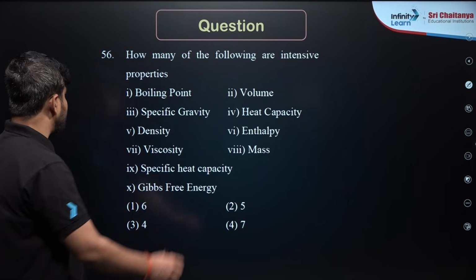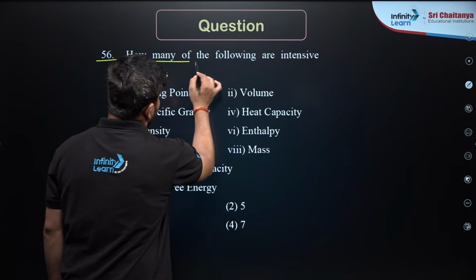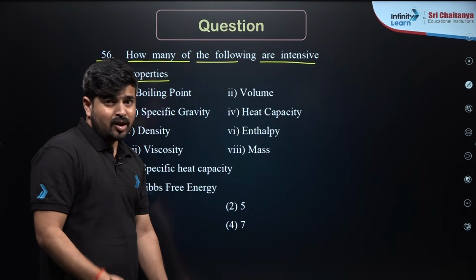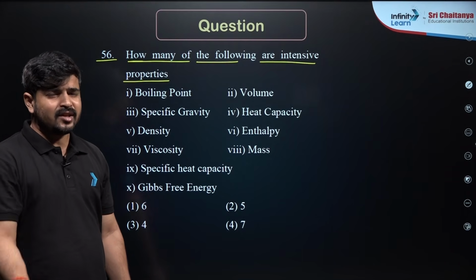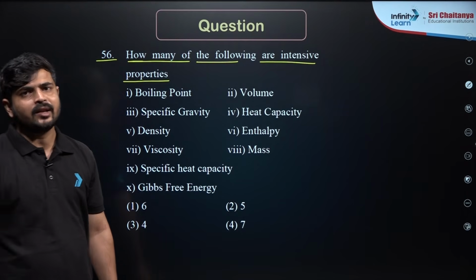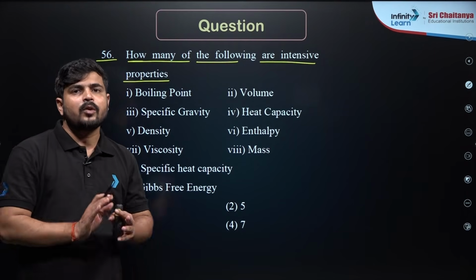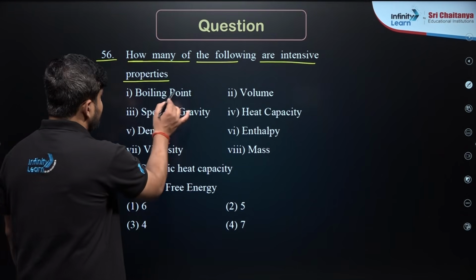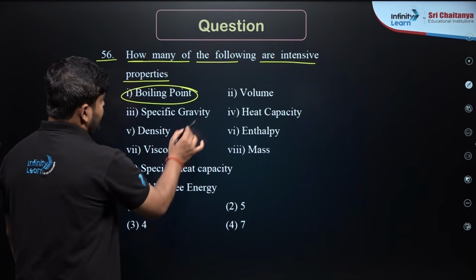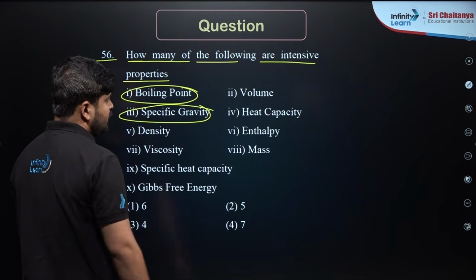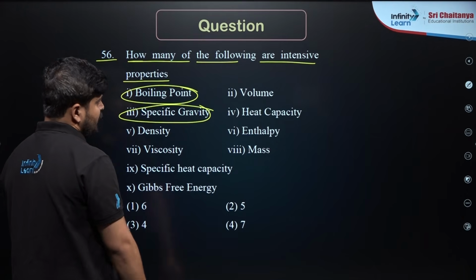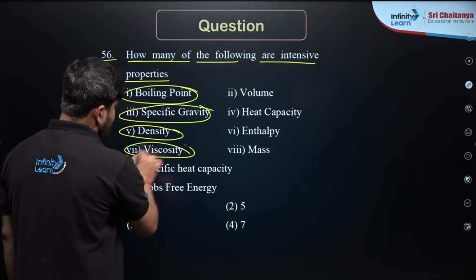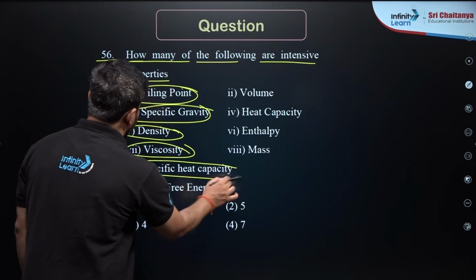Now I am coming to the next question, 56. How many of the following are intensive properties? Intensive property means it does not depend on the mass or volume. Please remember this one. Here, first boiling point is okay, and after that specific gravity also we can consider as an intensive property. After that, density also we can take, viscosity also we can take, and specific heat capacity also we can take.